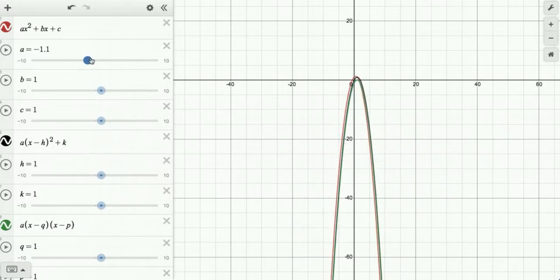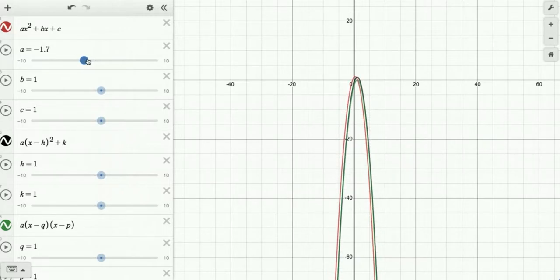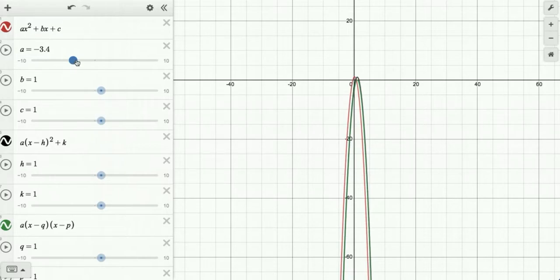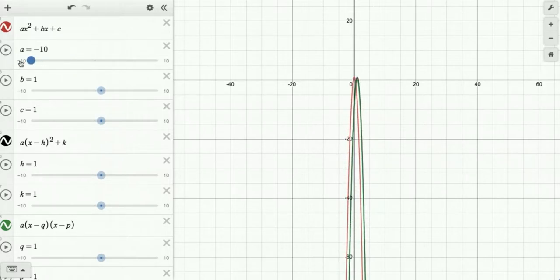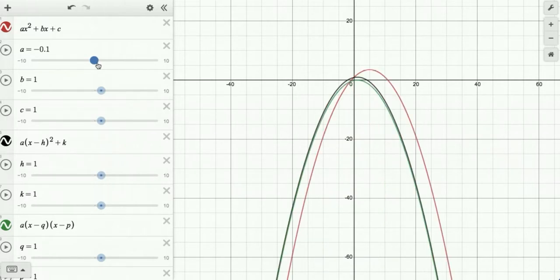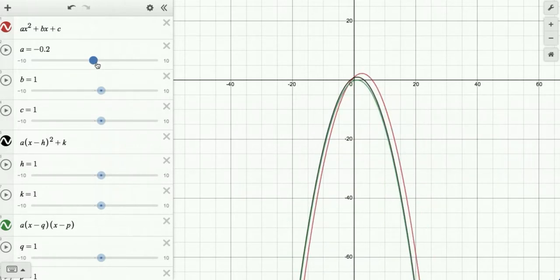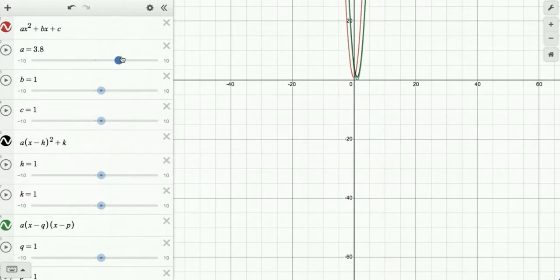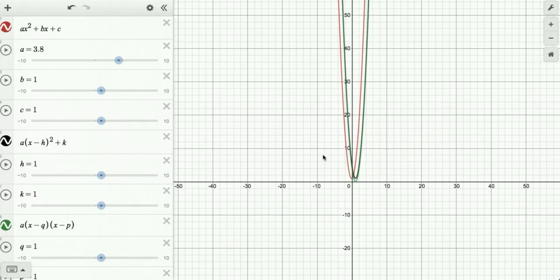As A increases negatively, so technically it becomes smaller, these graphs become more narrow. So at minus 10, they're extremely narrow, and at minus, let's say, 0.1, they're much wider. So if it's positive, it's facing upwards, negative, facing downwards, and as the number increases, the graph becomes narrower.